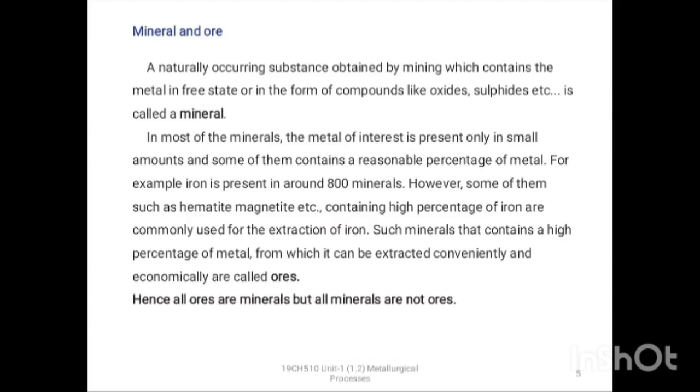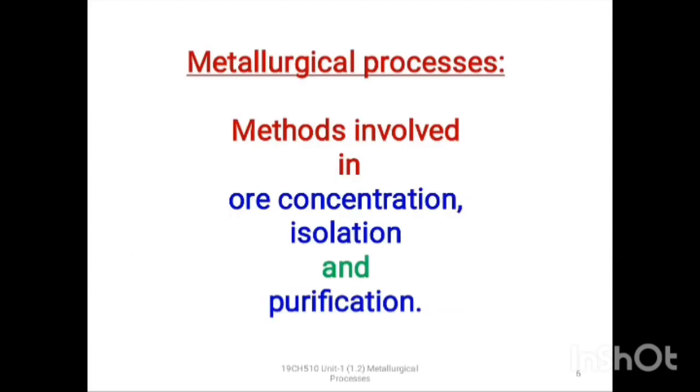Before entering into the subject, what do you mean by a mineral and what do you mean by an ore? A naturally occurring substance obtained by mining, which contains the metal in free state or in the form of compounds like oxides and sulfides, is called a mineral. However, minerals from which the necessary material can be extracted conveniently and economically are called ores. Hence, all ores are minerals, but all minerals are not ores.